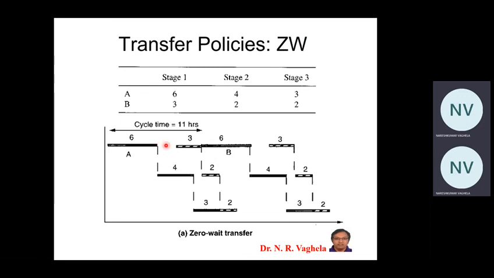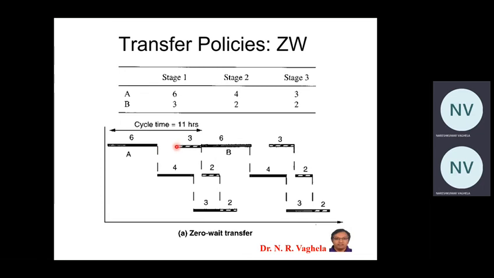So we have to start the product B after 1 hour. But similar things happen in stage 2 also, because stage 2 has a 2 hours processing time, but for product A, stage 3 has 3 hours of processing time. So again there is a 1 hour holding of product B in stage 2. So to avoid this, we have to start the product B after 2 hours.